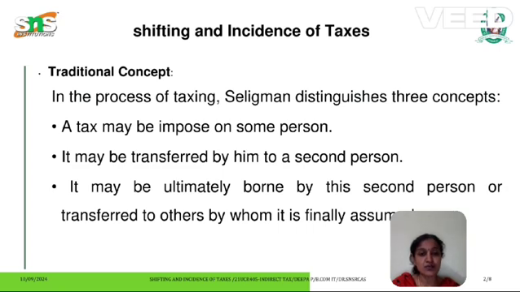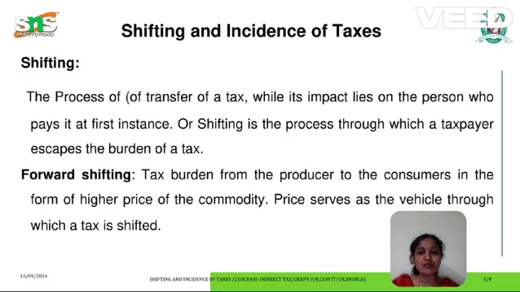A tax may be imposed on some person, it may be transferred by him to a second person. Sometimes it may be ultimately borne by this second person, or it may be transferred to others by whom it is financially assumed. The next is shifting, the process of transfer of a tax, while its impact lies on the person who pays it at first instance, or shifting is the process through which a taxpayer escapes the burden of a tax.